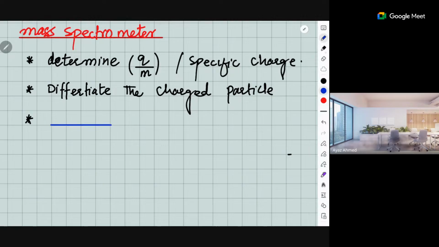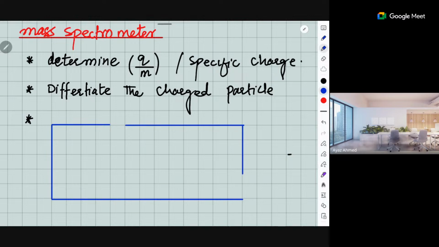I will not talk in detail about the velocity selector chamber, but it has importance on its own. For example, this is the region of uniform magnetic field and a charged particle is entering that region. The upper part is basically the part of the velocity selector. This one, the upper part, is the velocity selector.